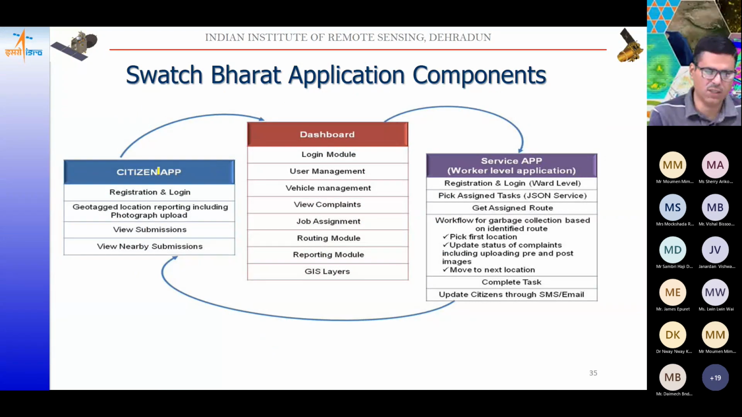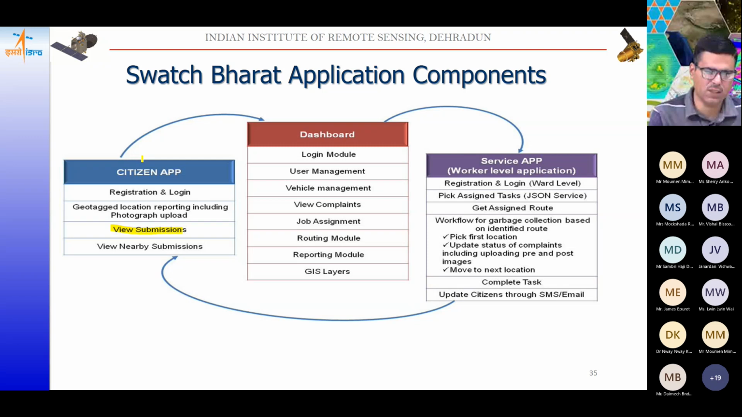The citizen app requires the user to register. It is an Android app wherein he can collect the location of the garbage site, geotag it, and also attach or upload a photograph. Another provision given in the citizen app was the submissions. You can see other submissions from other people in the locality who have also submitted such complaints, apart from seeing his own submissions, and he can monitor the status also.